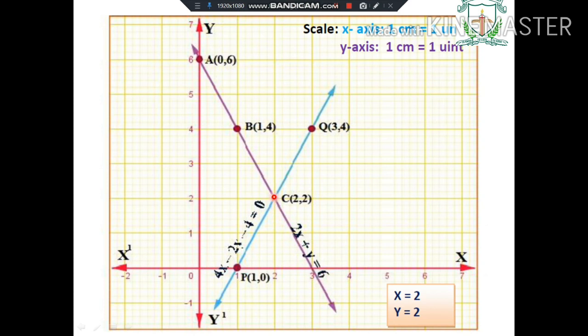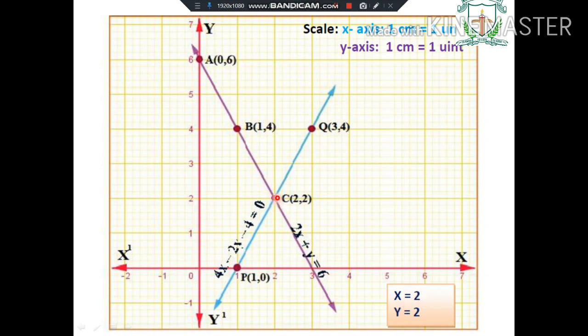Dear children, what do you observe here? Both these lines intersect at a point. When lines intersect at a point, we have got a unique solution. See, the point is the x value. Draw a perpendicular with a dotted line from this point to the x-axis. So we reach here 2. So x is equal to 2.